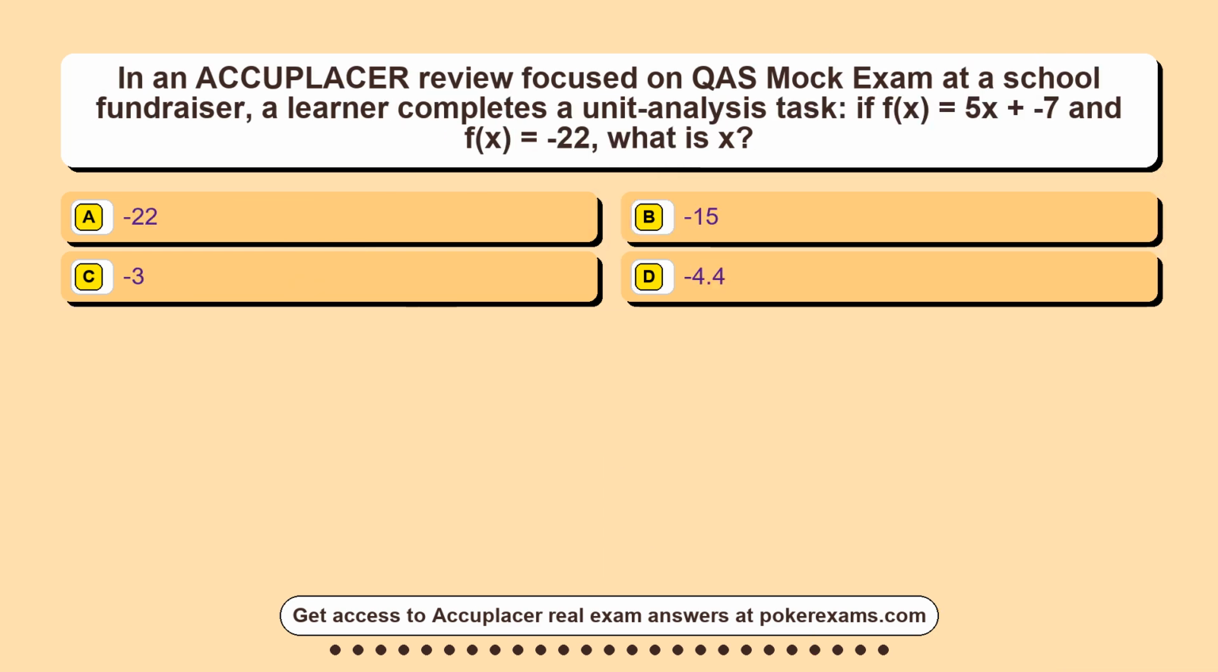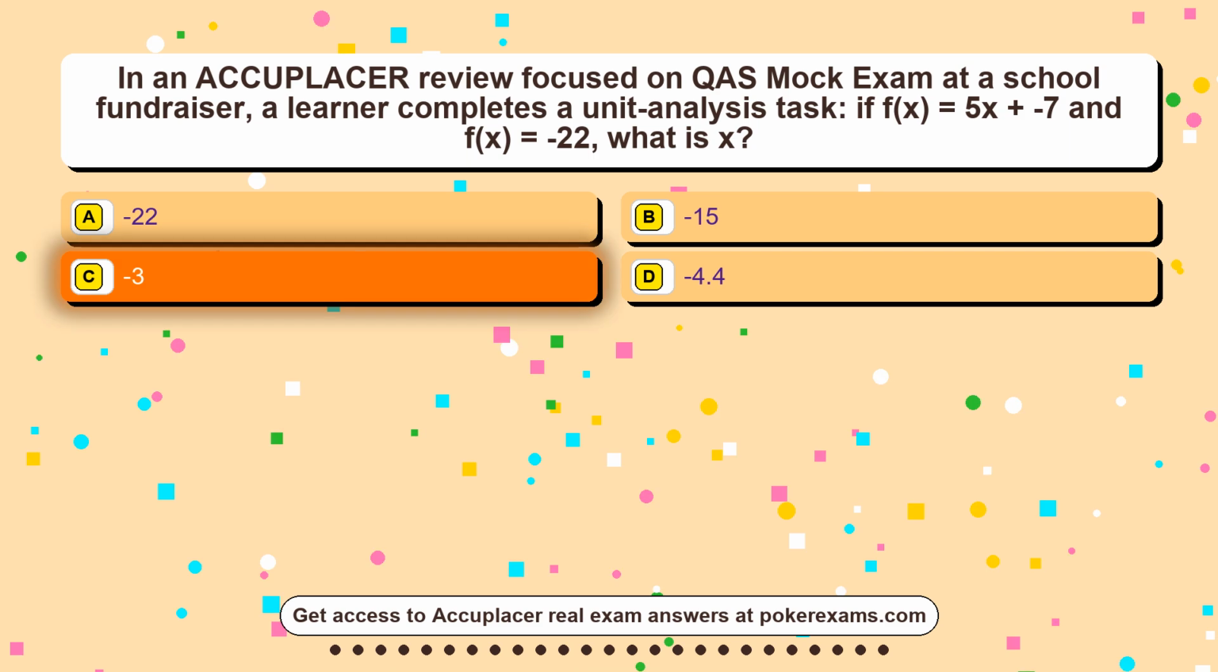Question 13. In an ACCUPLACER review focused on QAS mock exam at a school fundraiser, a learner completes a unit-analysis task. If f(x) equals 5x plus minus 7 and f(x) equals minus 22, what is x? Option A, minus 22. Option B, minus 15. Option C, minus 3. Option D, minus 4.4.